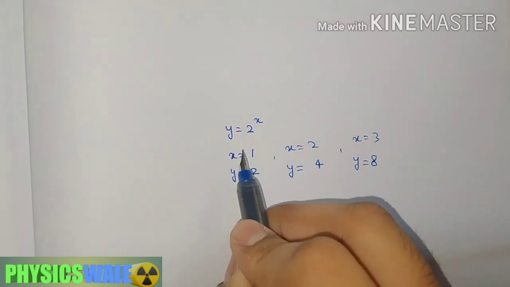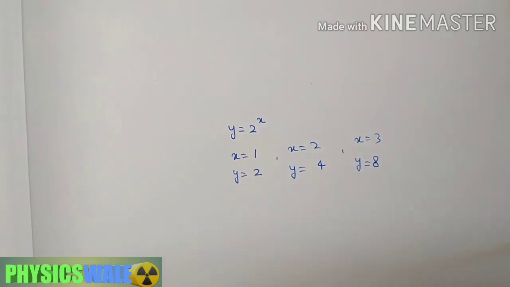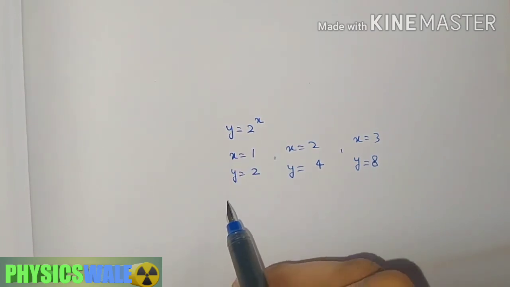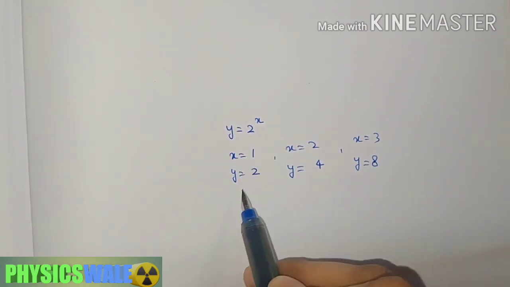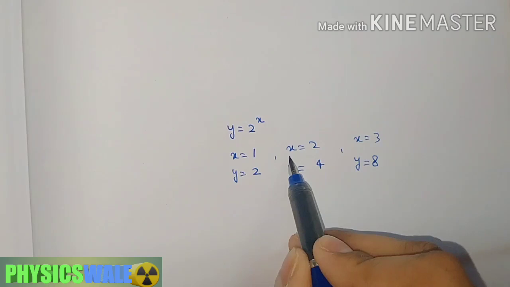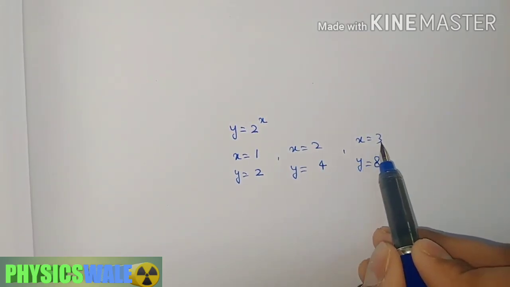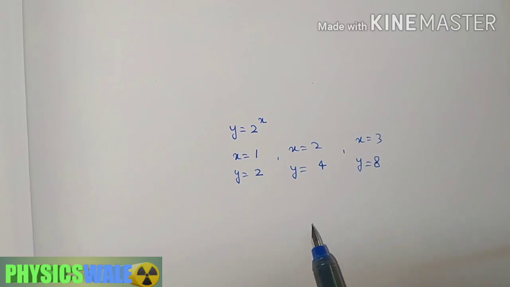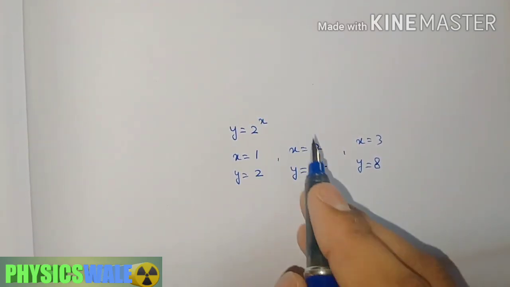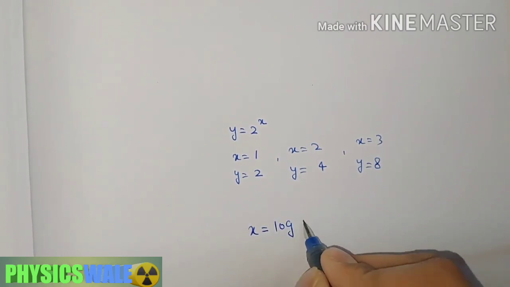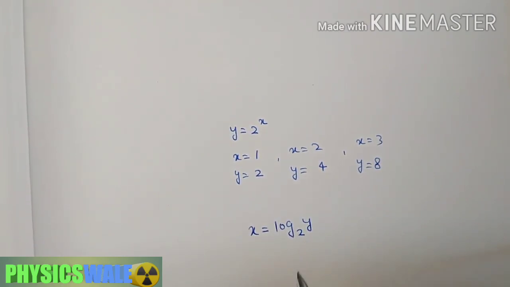Equation y equal to 2 raised to the power x. For different values of x, I will get different values of y. For x equal to 1, y will be 2. For x equal to 2, y will be 4. And for x equal to 3, y will be 8. I can rewrite this equation as x is equal to log of y to the base 2.